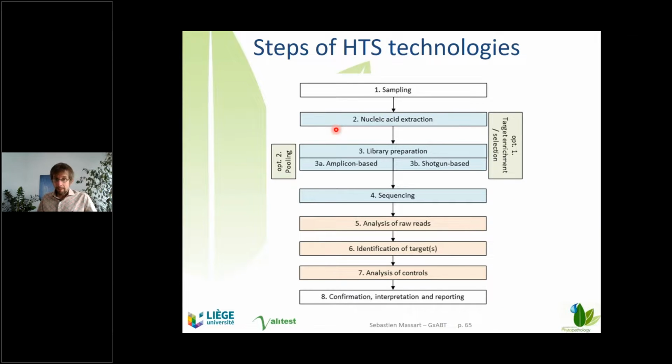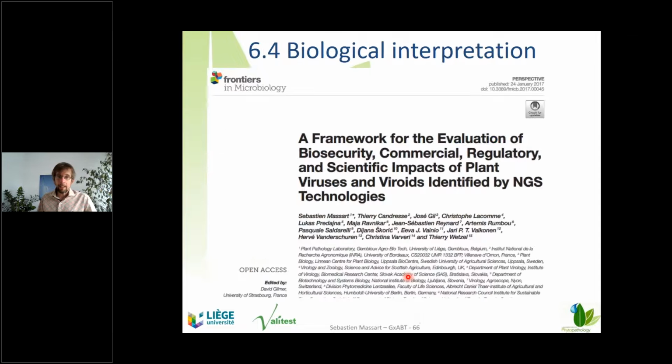Let's go to the last part, the analysis of control. We will leave it for next week. The last part is confirmation, interpretation, and reporting. This is detailed in the guideline, but I just wanted to underline the problem that we are facing as biologists. As virologists, we have identified hundreds of new viruses, but we are not able to cope with the biological characterization.